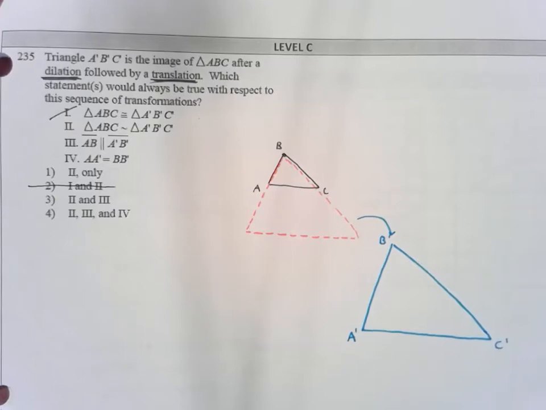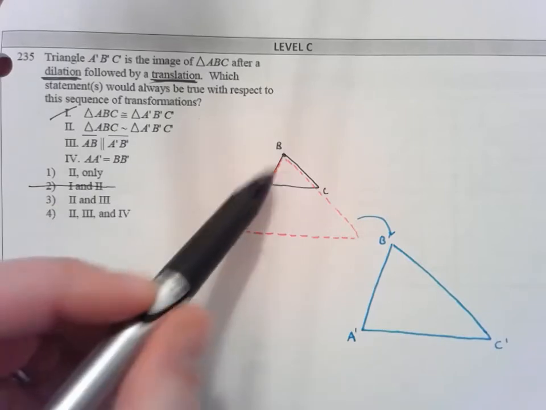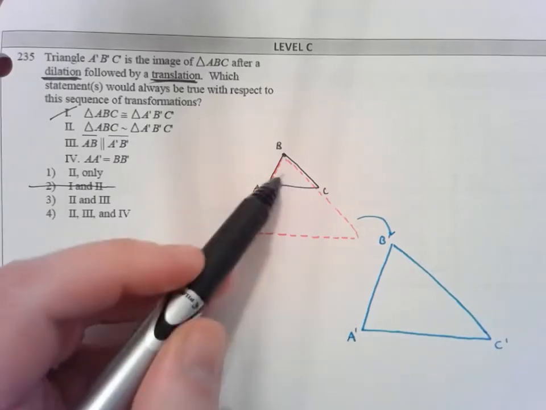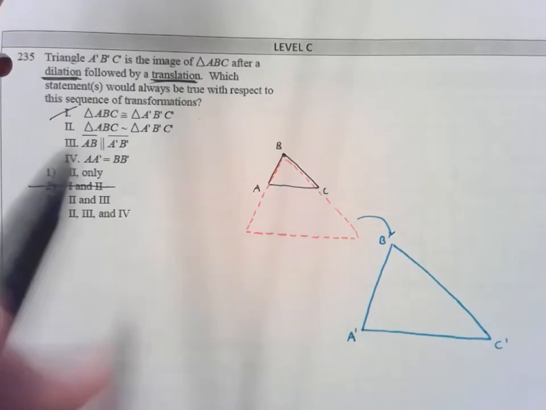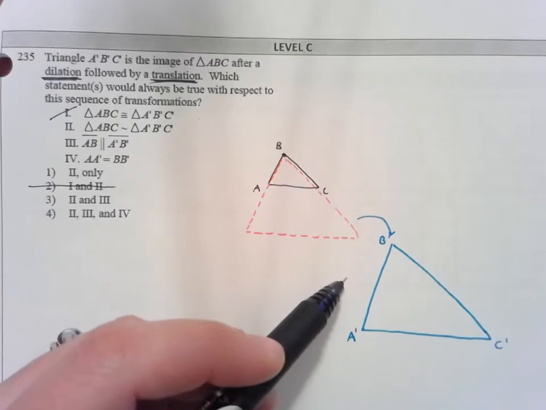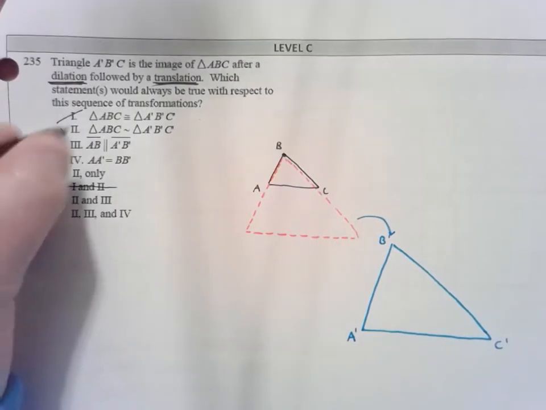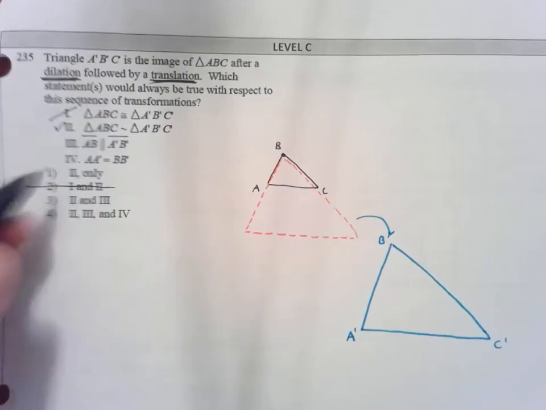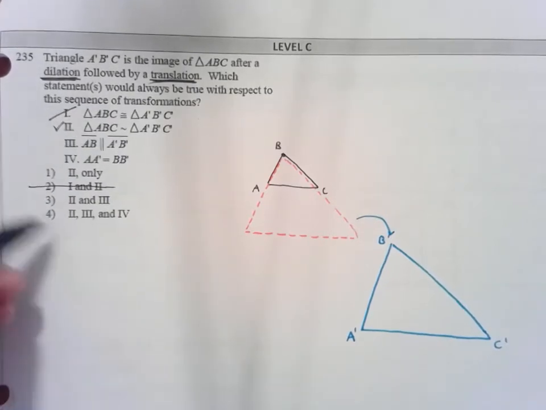Next, triangle ABC is similar to triangle A prime, B prime, C prime. That's going to be true because we know dilations create similar figures every single time they're performed. The translation doesn't change whether or not the shape is similar, the pre-image is similar to the image. So this is true. So answer choice 2 has to be true. There's no other answer choices that I can eliminate here.